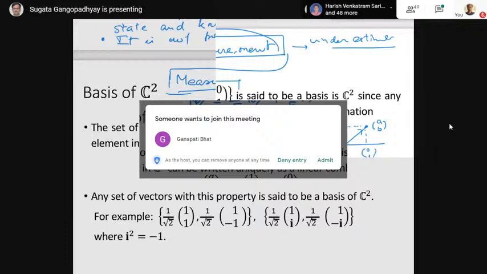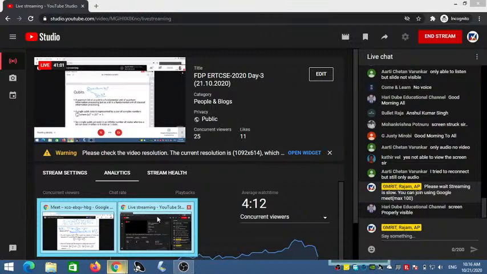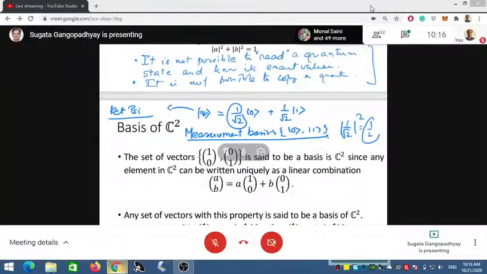So measurement means there is a basis, and now what is the coefficient corresponding to the ket 0? That coefficient is 1 by root 2. So take the mod square, which is half, and so the probability is half that the measurement result will be ket 0, and similarly the probability is half that the measurement result is ket 1. It is amazing. So I don't have a fixed measurement result. It can be either one of them.